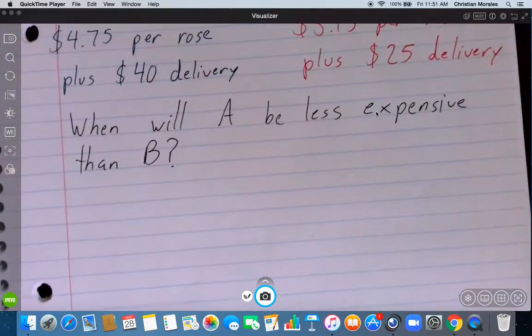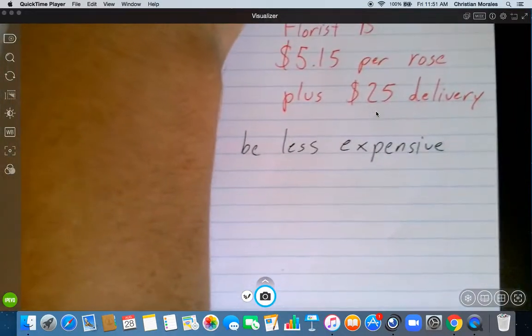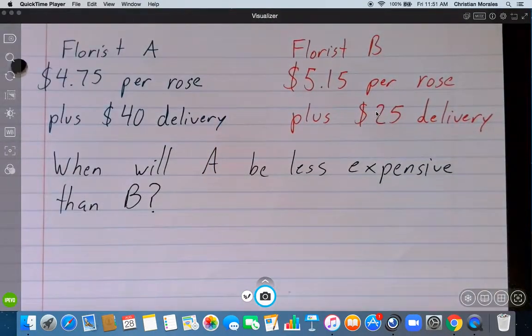A word problem. So let's read this out. So we have two florists. We have florist A and florist B. Florist A charges $4.75 per rose plus a delivery charge of $40. Florist B charges $5.15 per rose plus a delivery charge of $25. So I would look at this like, oh, wow, I'm going to save $15 just on delivery. But they want to know, when will A be less expensive than B?